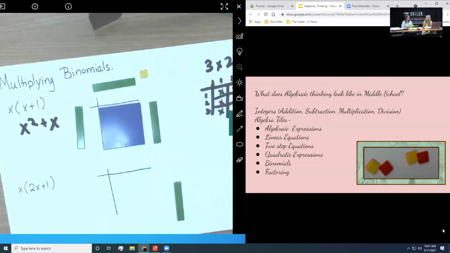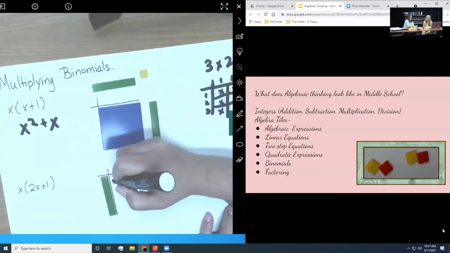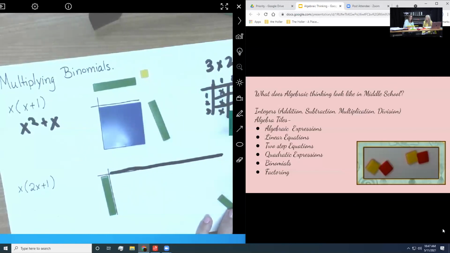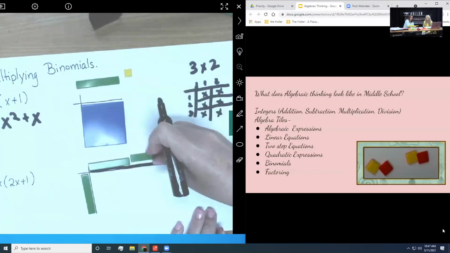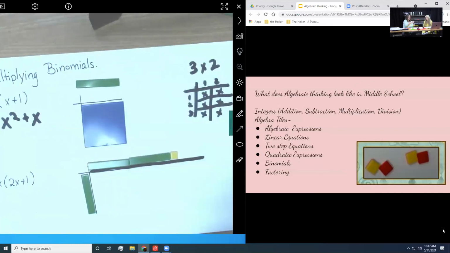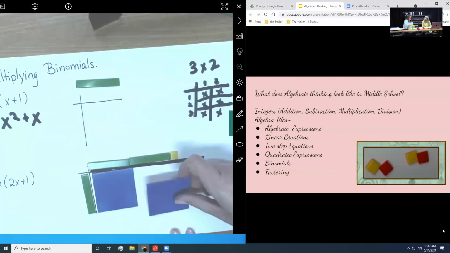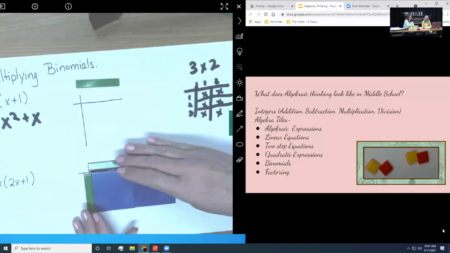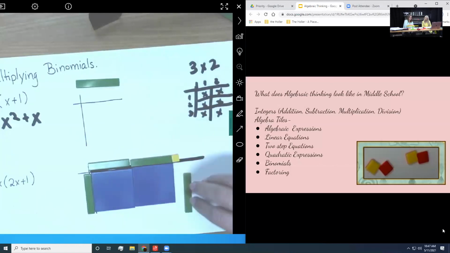Now, let's go down to the next one here. I've got x and I've got 2x. I'm going to need to make this longer. Okay, so you can see this. Got 2x plus 1. And now at this point, I can say x times x will make 2x, and x times 1 makes 1.